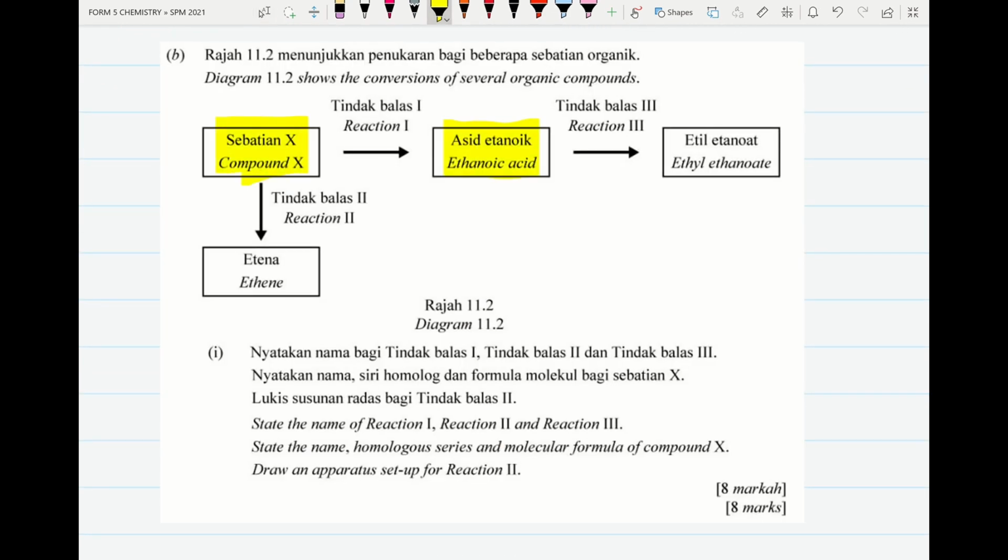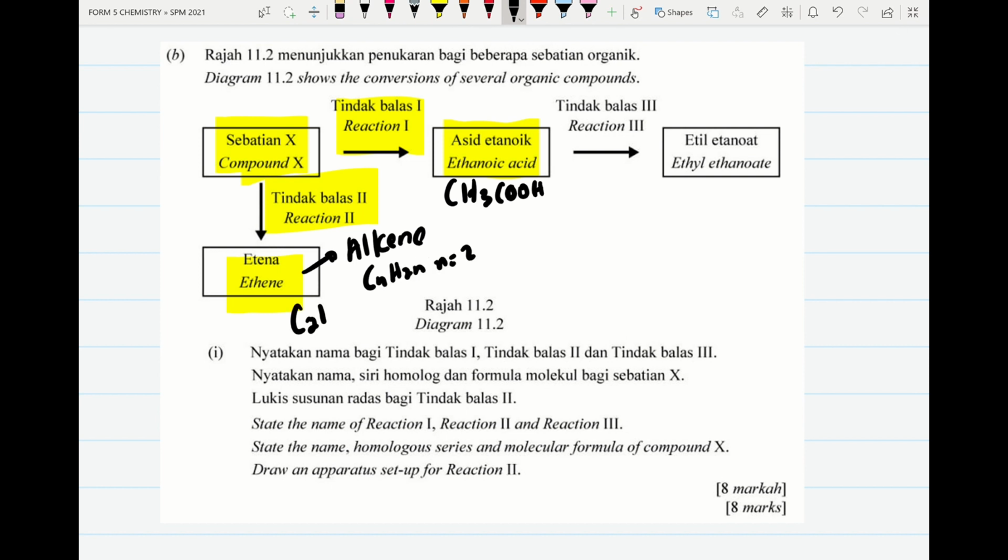All right, so the product of reaction number 1 is ethanoic acid, with the formula CH3COOH. Next, reaction number 2 produces ethene. Ethene belongs to the homologous series alkene, CnH2n. Applying n = 2, C2H will be 4.